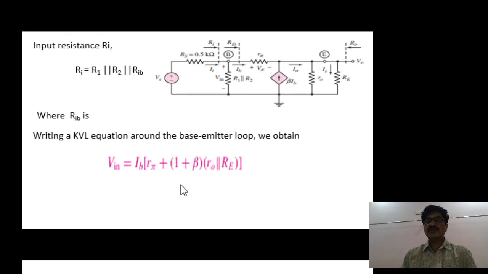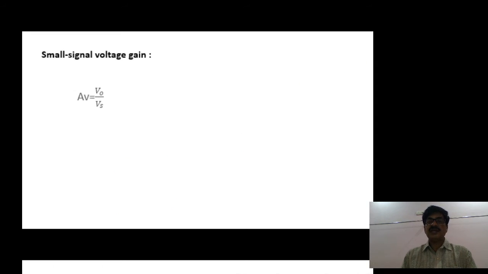Therefore RIB is Vin divided by IB. Now substitute Vin value, IB cancels, hence RIB is R pi plus 1 plus beta into R0 parallel RE. Clear? Input resistance is a parallel connection of R1 parallel R2 parallel RIB, and RIB is derived like that. Its value becomes R pi plus 1 plus beta times of R0 parallel RE.